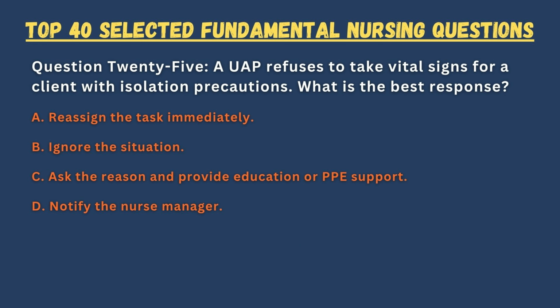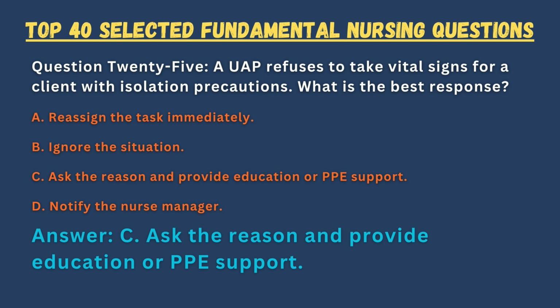Answer: C. Client needing reinforcement of insulin administration technique. Question 25. A UAP refuses to take vital signs for a client with isolation precautions. What is the best response? A. Reassign the task immediately. B. Ignore the situation. C. Ask the reason and provide education or PPE support. D. Notify the nurse manager.